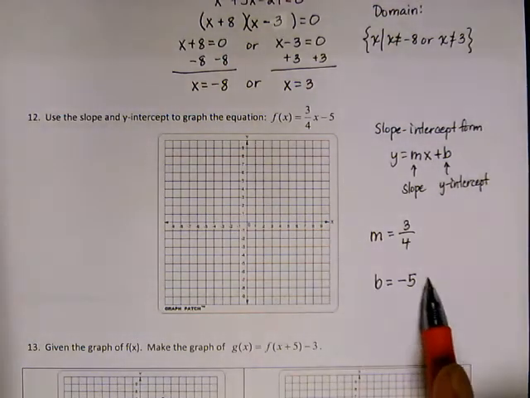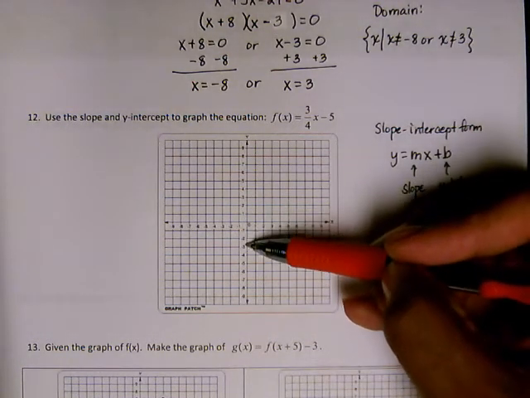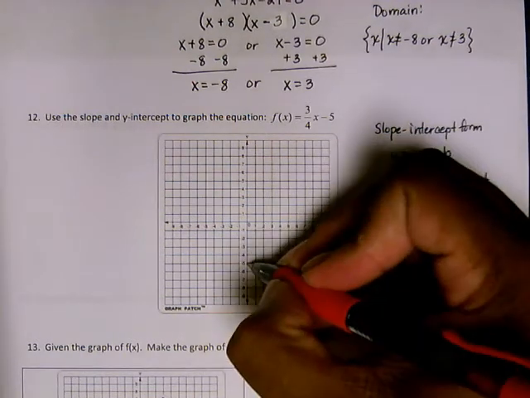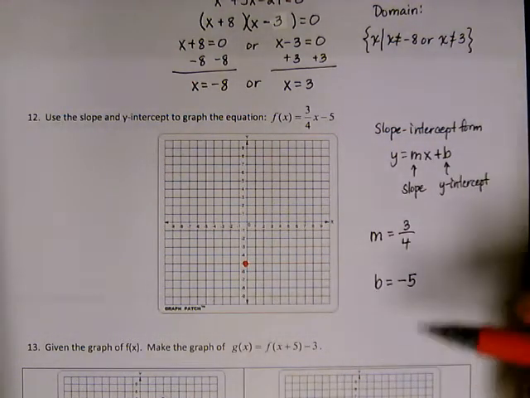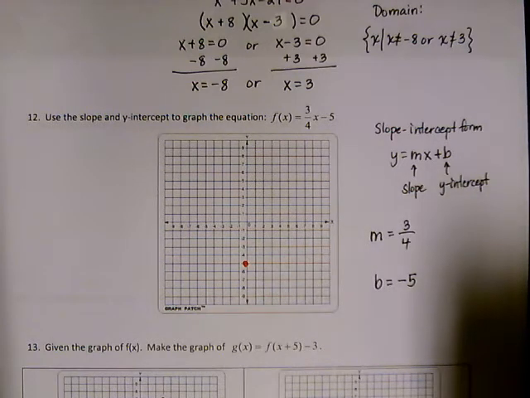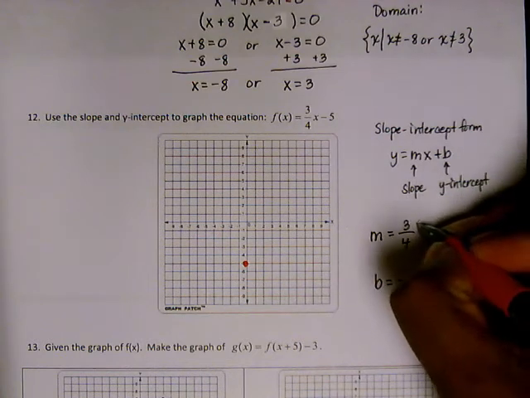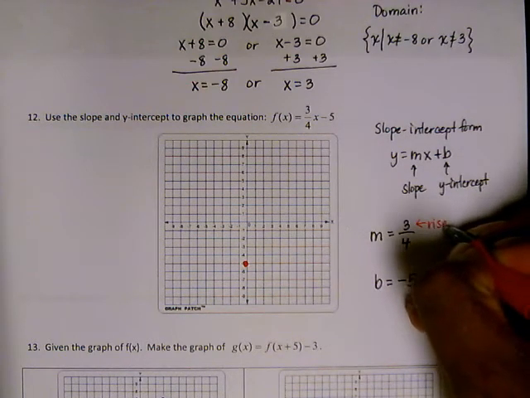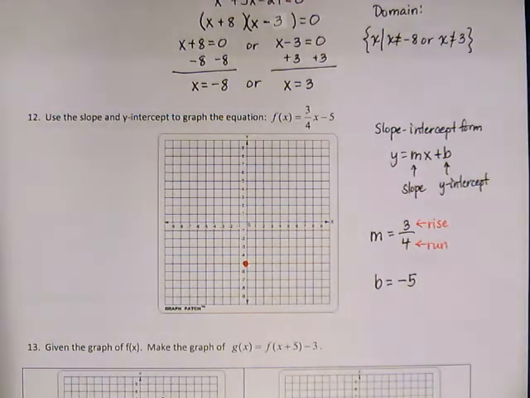First of all, we plot the y-intercept of -5. That's the point where the graph crosses the y-axis. So here on the y-axis, I'm going to go down to 5 and draw the point. Now I'm going to use the concept of rise over run to get my second point, using the slope of 3/4. That 3, which is your numerator, that's your rise. The 4, which is your denominator, that's the run.